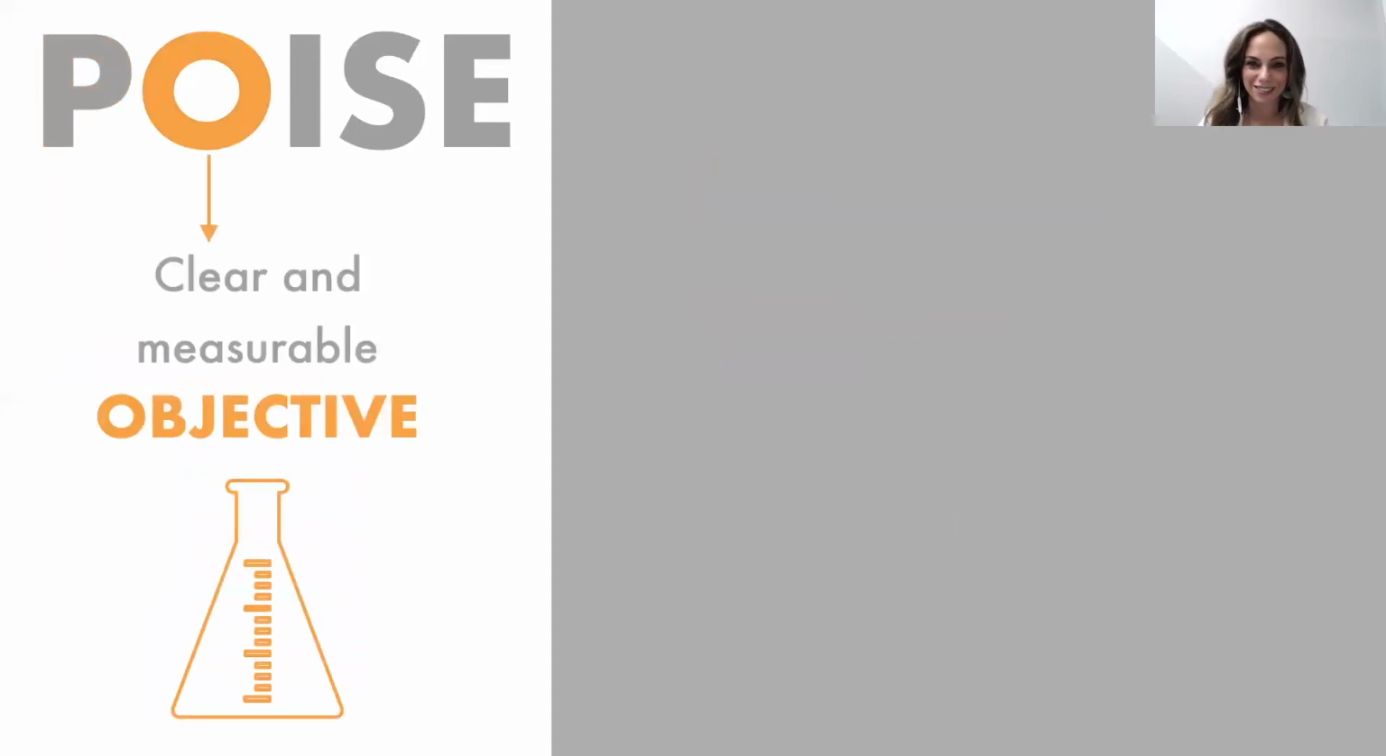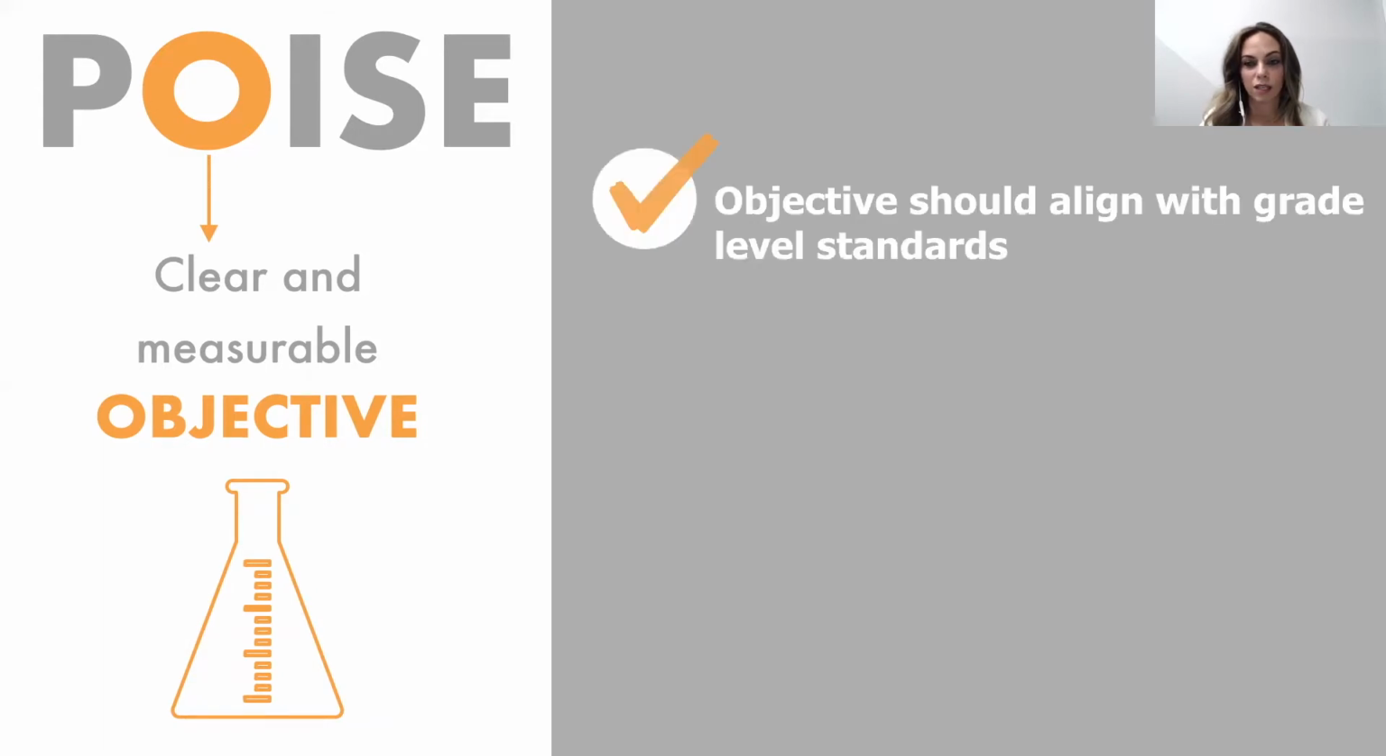O is for objective. So make sure that you have a clear and measurable objective. Chances are you have talked about this. You have absolutely exhausted this topic in your grad school classes. I know that I did, if things are still the same. Nobody loves writing objectives, right? Or doing the work around objectives, but it is so incredibly important.